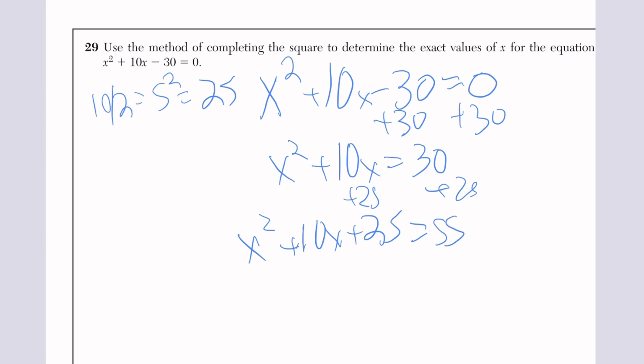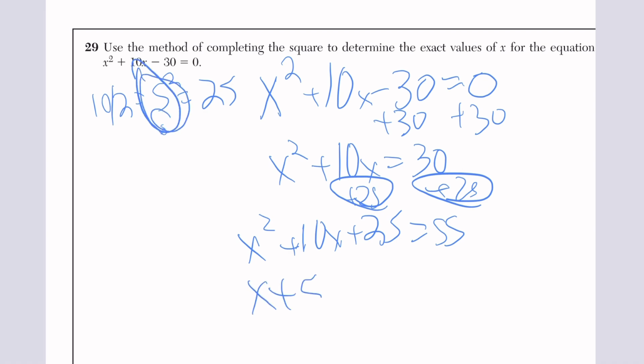And remember, what you do on this side, you always have to do on this side. That's why we're adding 25 on both sides, to make the equation equal on both sides. Now, to complete the square, we just factor this. So what number added to itself is 10 and multiplied by itself is 25? It's 5, this value that we get.